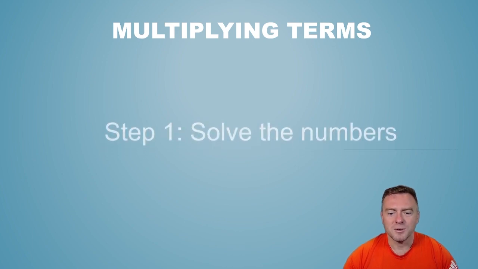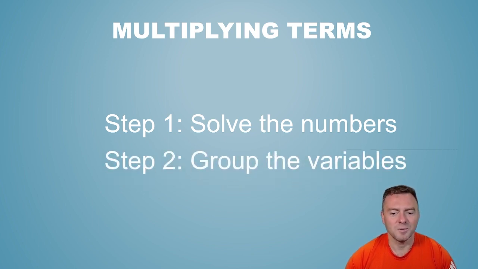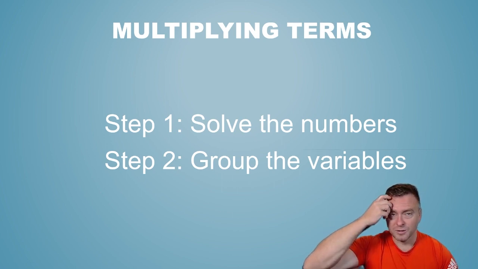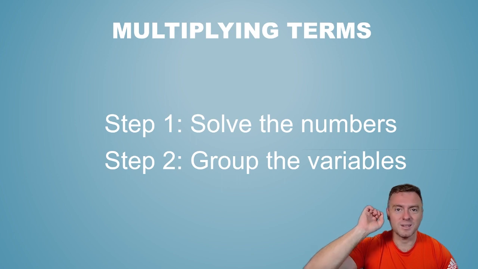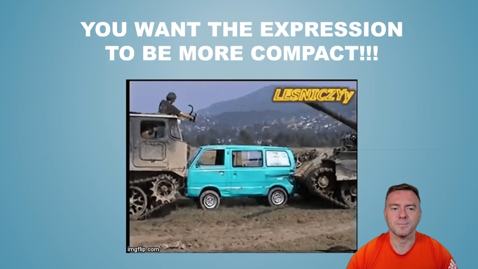So when we multiply terms, we need to understand the first step, and we need to solve the numbers part first, and then we need to group the variables by either making them bigger or smaller using powers. Okay. So for example, if you have a times a, that doesn't just equal a. That's the main concern here. So a times a equals a squared.